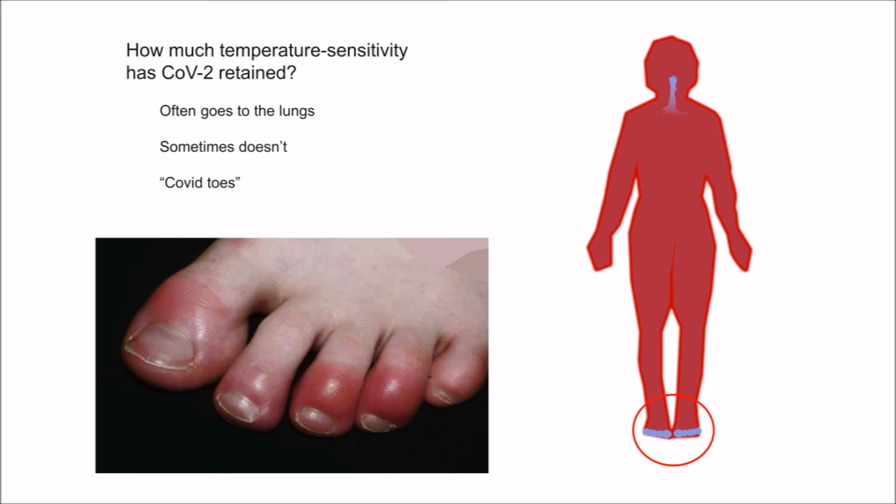There's also quite an interesting phenomenon called COVID toes. Now these are basically chilblains, and what seems to be happening is that when the virus gets into the bloodstream, it tends to settle in the coldest parts of the body, and obviously the toes, as well as the nose and throat, tend to be quite cold. So that's consistent with the idea that it's retained some temperature sensitivity.